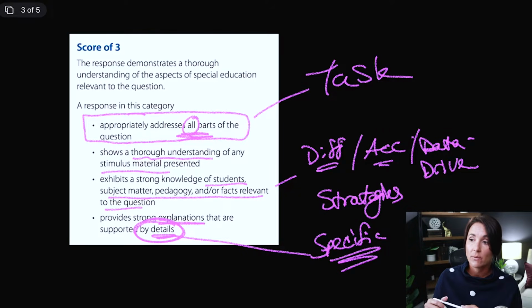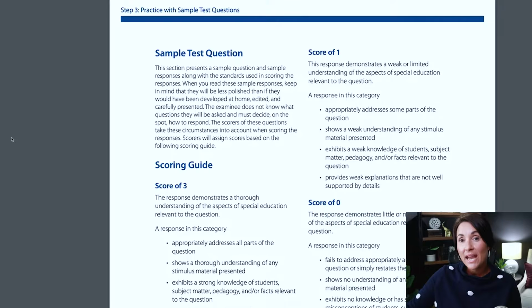So make sure you get all parts, and that'll be wrapped up in the task. I'm going to show you how to do that. Then we're going to do the thorough understanding of what's going on. We're also going to need to be specific in your details, and we're going to use that knowledge of subject matter, students, things like that. For this particular exam, because it is an example from special ed, you're going to want to know about IEPs, accommodation, differentiation, 504s, all the different things that you do in the special education classroom. All right, so now let's take a look at what a sample question will look like so that I can show you exactly how to employ that rubric so that you can do this.